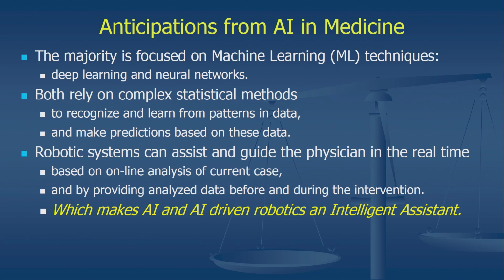So what are our expectations, anticipations? We talk about machine learning, deep learning, and neural networks. I'm not getting into that, but they both rely on some complex statistical methods, and we have to recognize and learn from the patient data, and we are about to make predictions based on this data. Now, the robotic system can assist and guide the physician in real time. It is based on the online analysis of the specific case of your patient and providing analyzed data before and during intervention. It makes AI and AI-driven robotics an intelligent assistant. Okay, this is important. As we say, it's an intelligent assistant. It does not replace us yet.